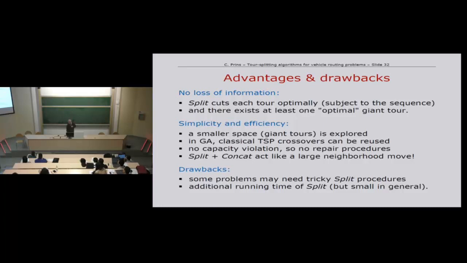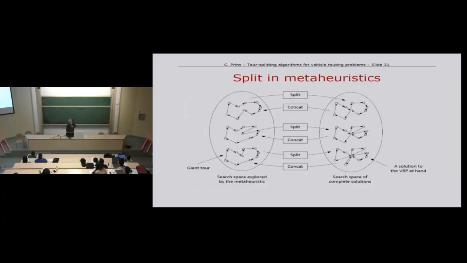Why is there an optimal giant tour? Consider an optimal solution. Assume that you know the optimal solution of your VRP. If you concatenate its routes, you are going to obtain a giant tour, and if you give this giant tour to split, it will find again the optimal solution.